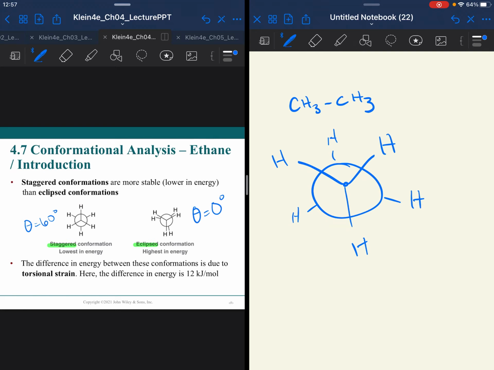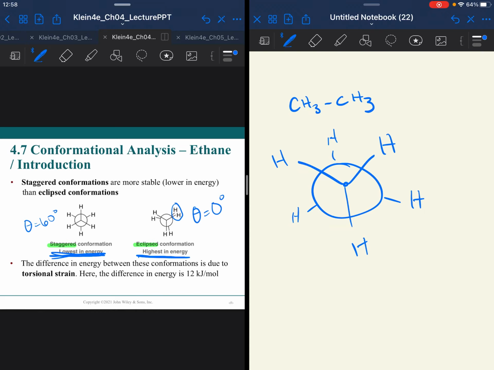Now it looks like they're still offset a little bit. That's because if we drew them right on top of each other, you couldn't see them. So we offset them just ever so slightly, so you can still tell that these hydrogens are right on top of each other, but you can also still see both H's. It's just slightly offset for visual purposes. Staggered is going to be the lowest energy conformation, and eclipsed is going to be the highest energy conformation.